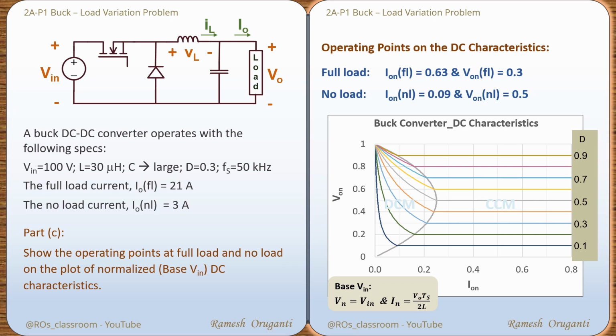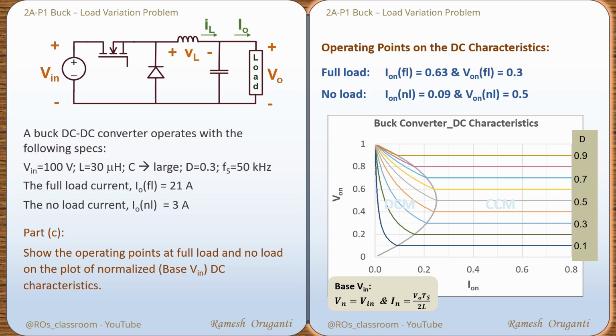This plot shows the complete normalized DC characteristics of the buck converter using base Vin normalization. The plot gives how the normalized output voltage V_ON varies with the normalized output current I_ON for different duty cycles D. Each colored line is for one duty cycle, all the way from D equal to 0.1 to D equal to 0.9. We will mark the full load operating point on this graph.